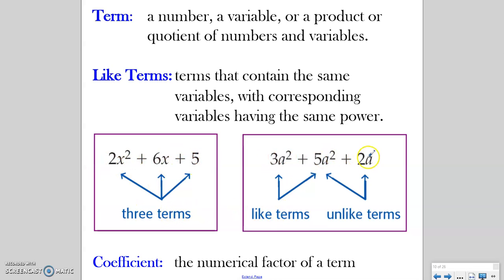But you have 3 terms here, and 2 of them are the same because they have a square in common. But these 2 are not the same because this one has a square, but this one just has a.